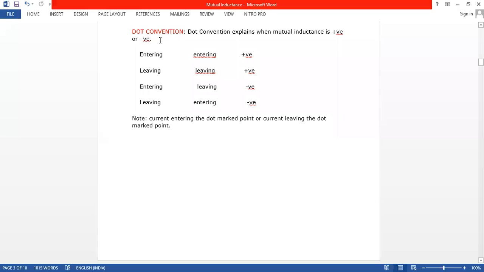Now on the screen, what are you able to see? Dot convention. They will not ask you to define dot convention, but you have to remember that dot convention explains when mutual inductance is positive or when it is negative. Always, self-inductance values are positive only. Now you have to remember this table. For you people, I brought this one. Same thing you can write.